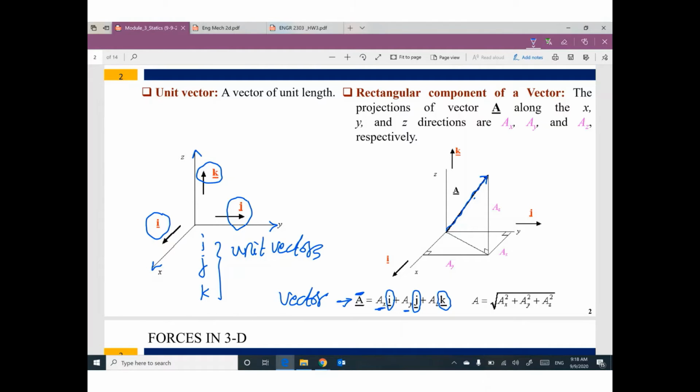One more time, if you have a force with three components in X, Y, and Z, I can get the scalar value of this force by the square root of the X component squared plus Y component squared plus Z component squared, all under the square root. So if you have a force as a vector, I can convert it to a scalar value. If you have a scalar value, how can I convert this value to three components? We will see.